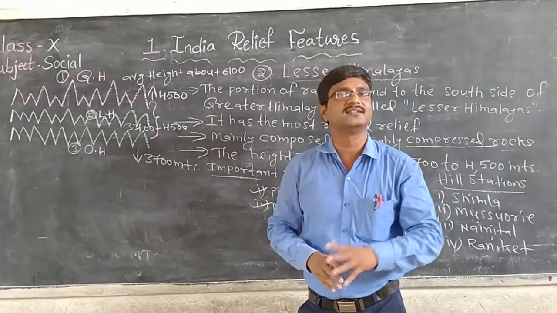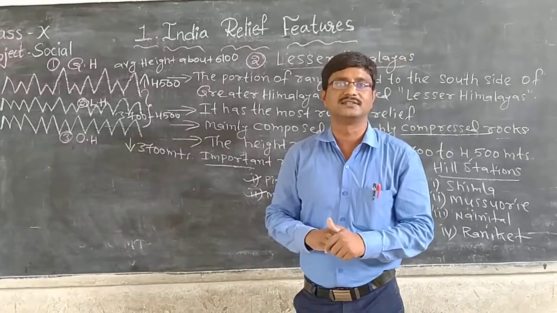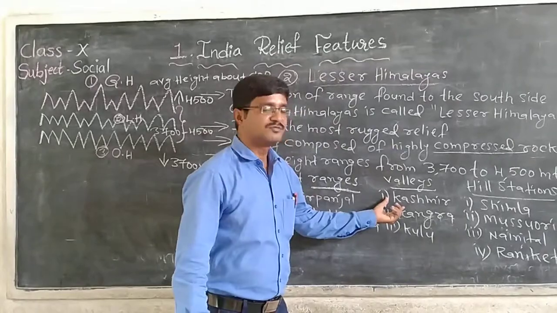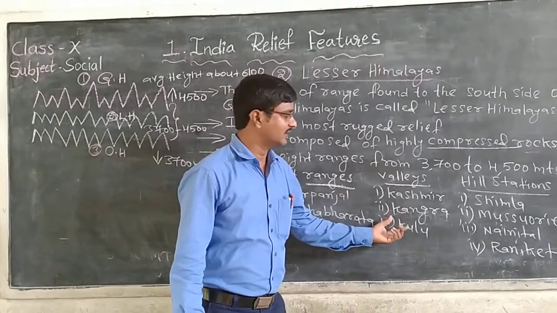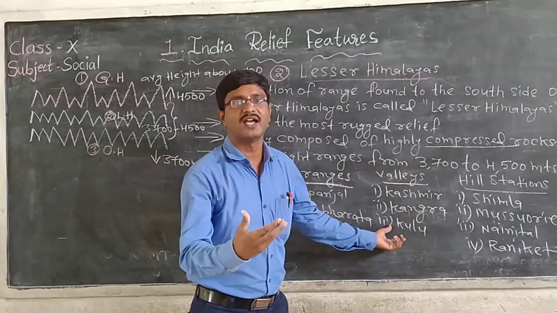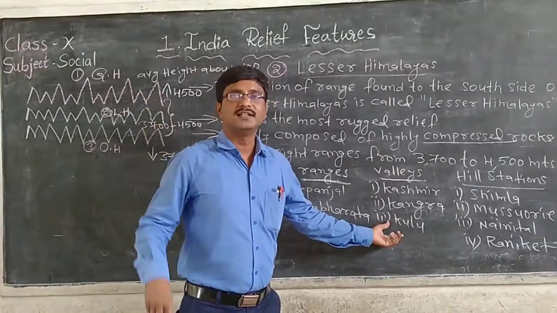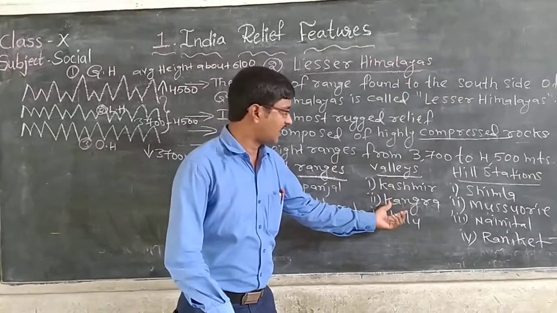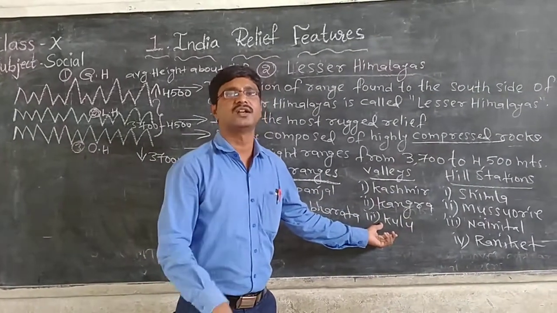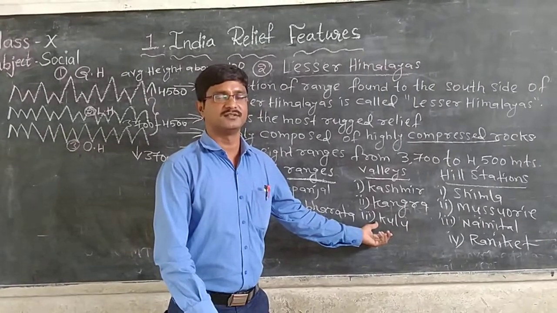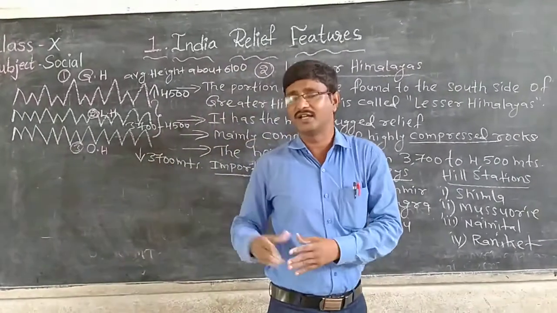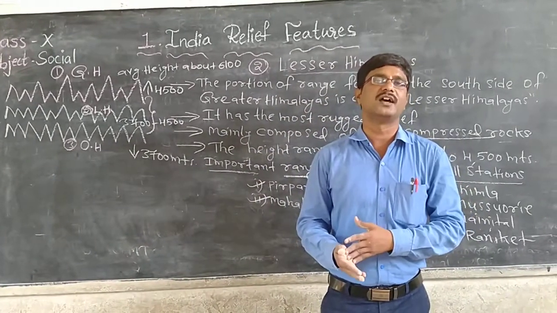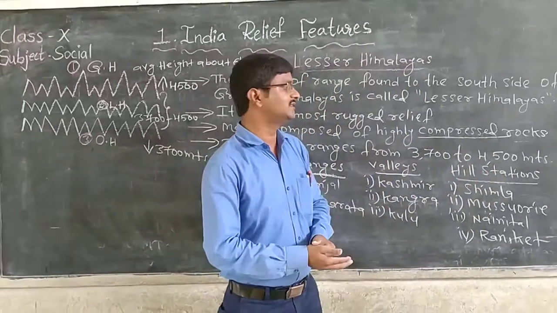So Lesser Himalayas is very famous for valleys. What are the famous valleys situated in the Lesser Himalayas? Kashmir Valley, Kangra Valley and Kulu Valley. Already you know Kashmir Valley is located in the state of Kashmir. Kangra and Kulu Valley are located in the state of Himachal Pradesh. Some more valleys are there, but these are the famous valleys.